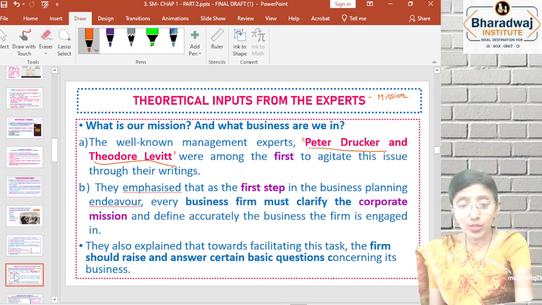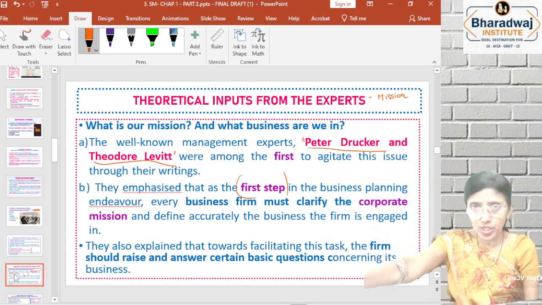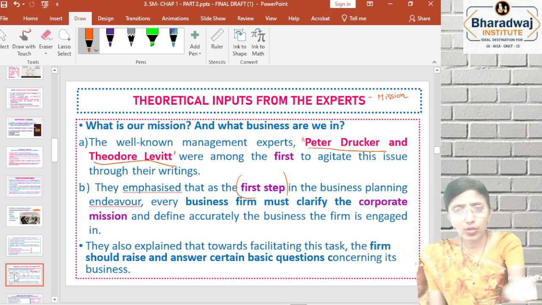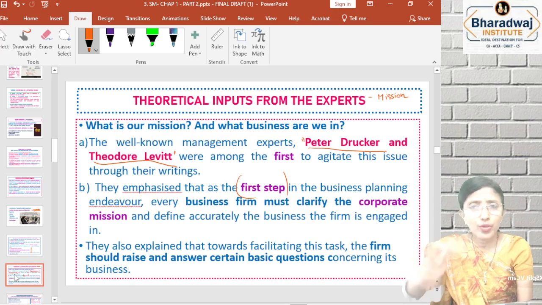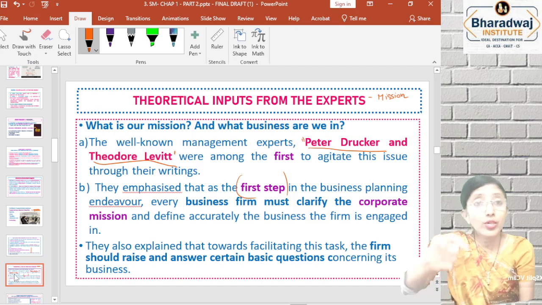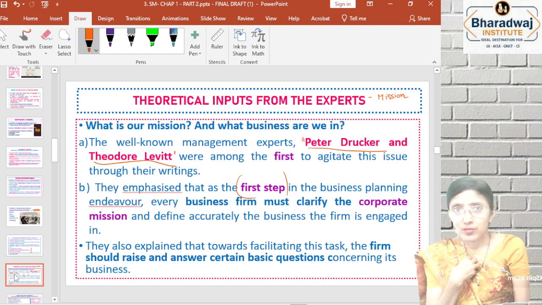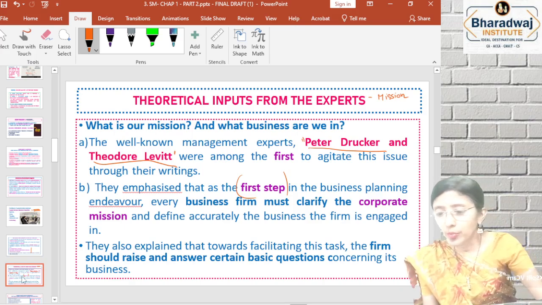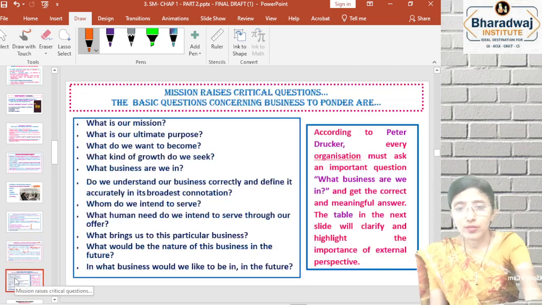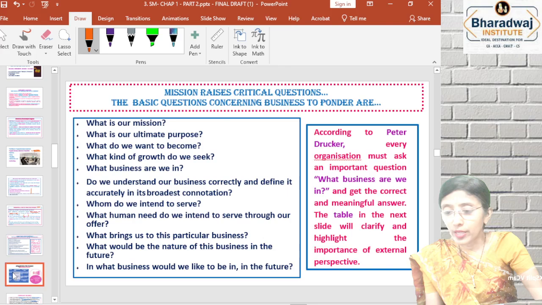Because they were the ones who said mission is the first step in business planning. Define your mission. Answer the key stakeholders, then proceed. Because stakeholders want to know that. See, if your mission is not clear, the shareholder will go away. He will invest money somewhere else. Because what is the purpose of the shareholder investing money? To see profit. Right. So that is where this is important. Now some of the questions which mission addresses. Key questions. Okay. That's very important.